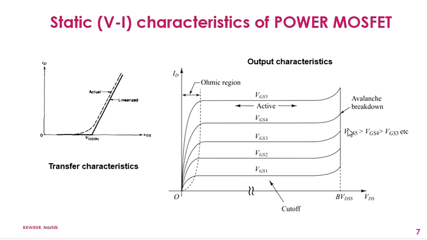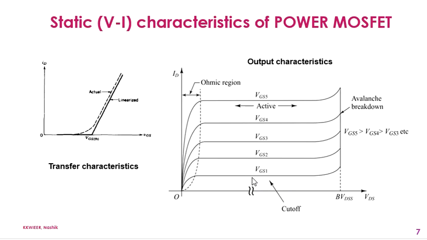As I said, keeping the gate to source voltage VGS constant, initially at low values of VDS, the drain current will increase. Initially it will increase and then it will become constant. Here you can see for VGS1, initially it increased and then became constant, and after breakdown a high amount of current will flow through the circuit. So after this breakdown point, this current increases suddenly.